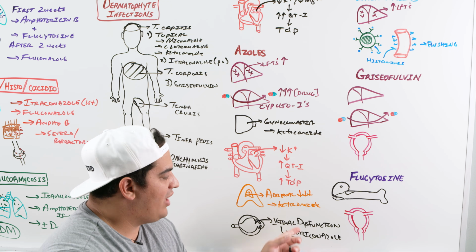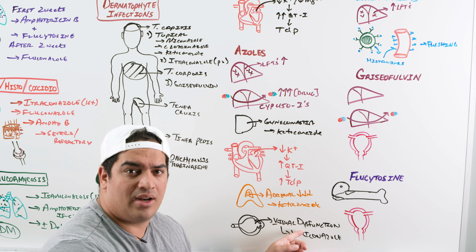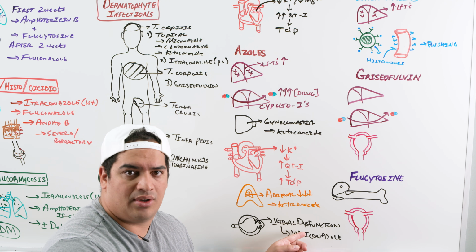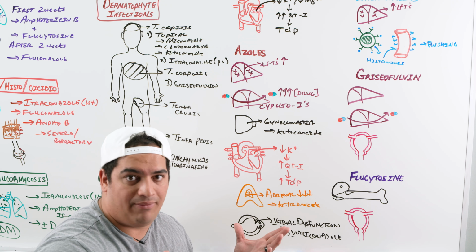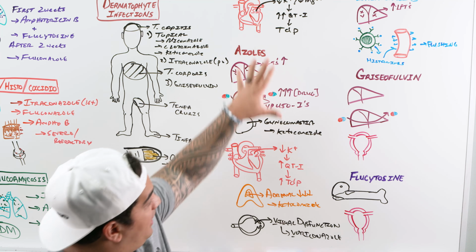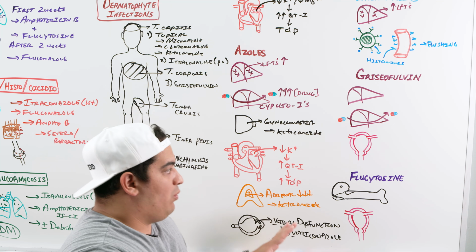So if your patient has this kind of visual dysfunction when they take voriconazole, you can just either decrease the dose or remove the medication if they can't tolerate it, and then they'll have complete gain of function back of their eyes again. But these are the medication adverse effects that I want you guys to watch out for with the azoles.